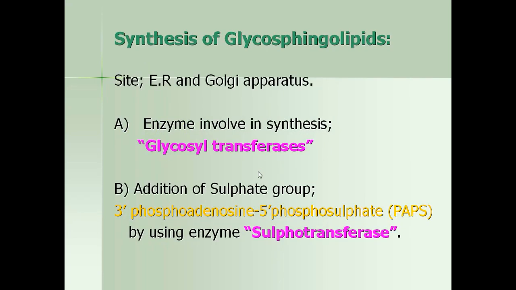Now the synthesis of glycosphingolipids. Synthesis occurs by sequential addition of glycosyl monomers transferred from sugar nucleotide donors to the acceptor molecule. The process takes place in the endoplasmic reticulum and Golgi complex. The enzymes involved in synthesis are glycosyl transferases, each specific for a particular sugar nucleotide and acceptor.